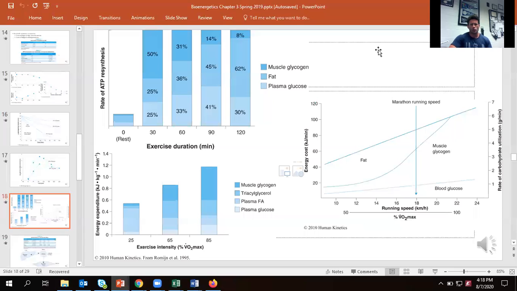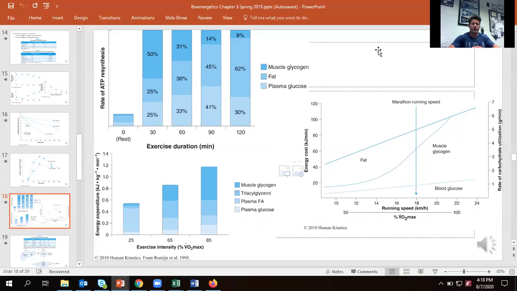Now, when it comes to the actual exercise intensity, so when we look at the graph on the bottom left, as we kick up our intensity, we are going to start to utilize more and more intramuscular stores of energy, being the muscle glycogen and the triglycerides inside of it, and we're not going to be able to get as much from our blood plasma glucose and fatty acid level.